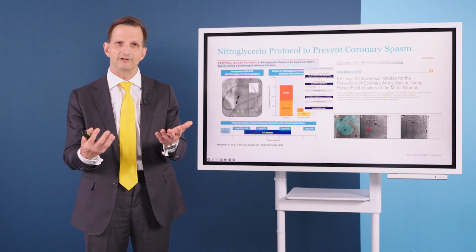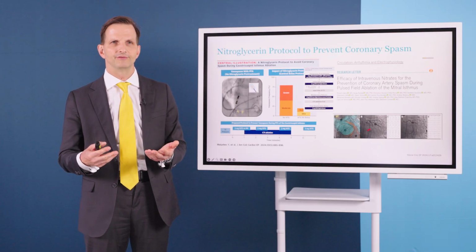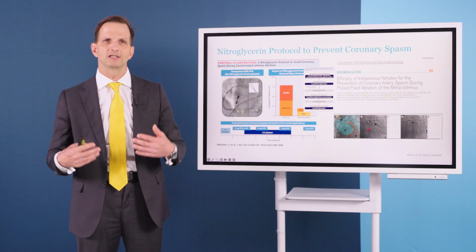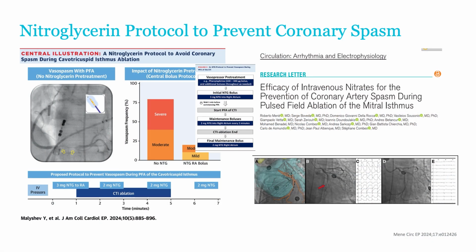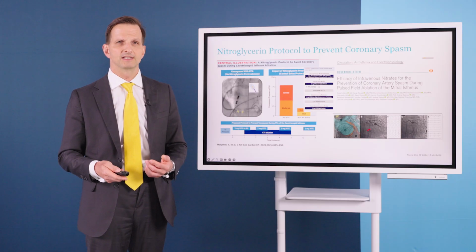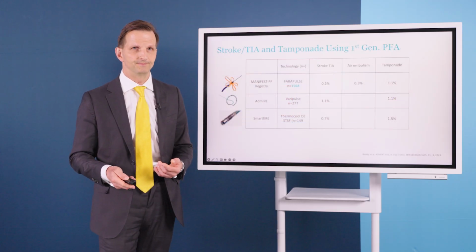If you deliver PFA energy right on the coronary artery, if you perform flutter or left atrial isthmus ablation, you should give nitro in advance. There are different protocols to prevent this complication. However, at present we do not know the long-term consequences of these coronary narrowings, because it has been described that part of this coronary narrowing persists over time.